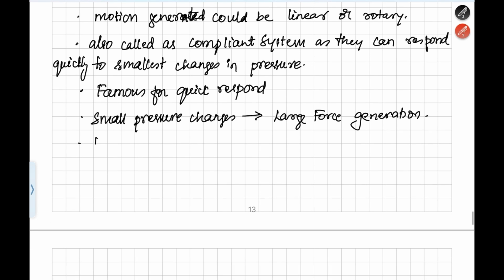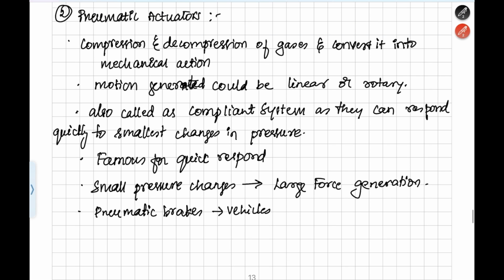An example could be the pneumatic brakes which are used in vehicles. Once you put a little bit of pressure on the brake, even a huge vehicle which is moving at a particular speed stops, right? So this could be the best example to explain pneumatic actuators.